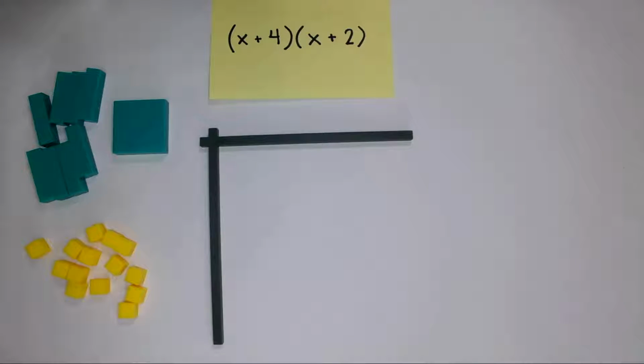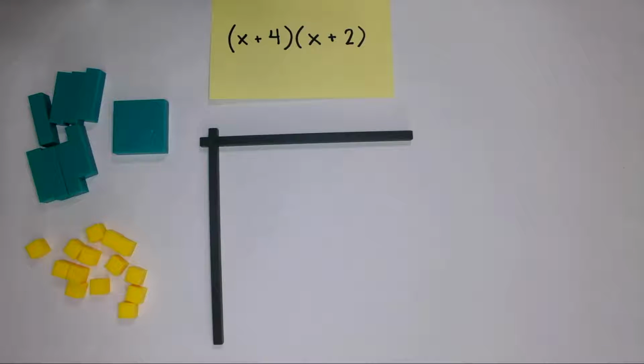So there's a couple things to note before we get started. You're going to end up being able to talk about where the distributive property shows up in this representation. So we'll talk about that in a minute. You're also introducing students to the idea of x times x, because we're getting into multiplying two variables.